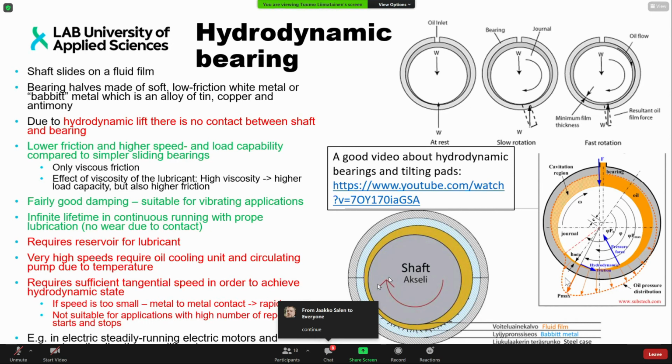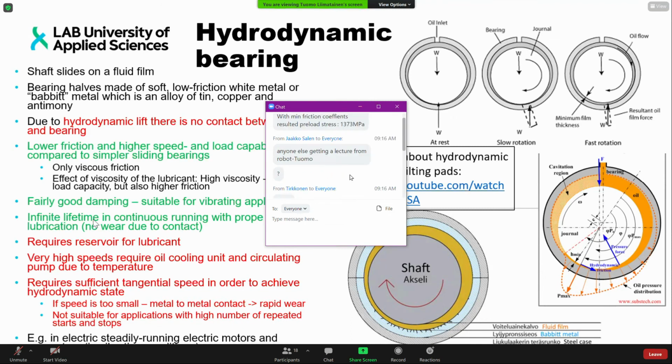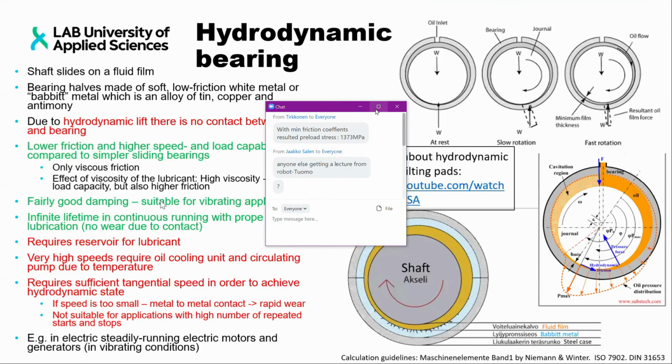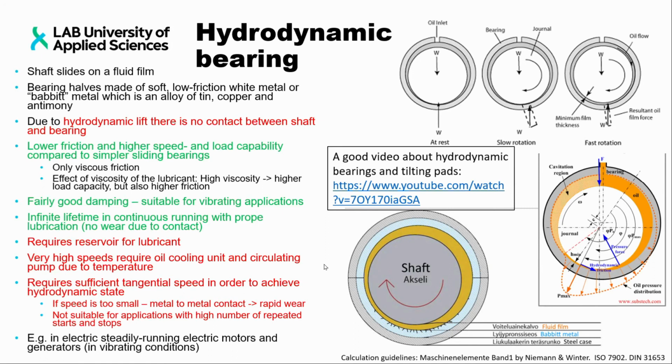And also what is good in this hydrodynamic bearing is that they provide fairly good damping. The damping is due to there being a thickness of oil between the components. You could imagine it as a sort of cushion or pillow that is providing the free movement, and from there providing the damping properties for this kind of bearing.